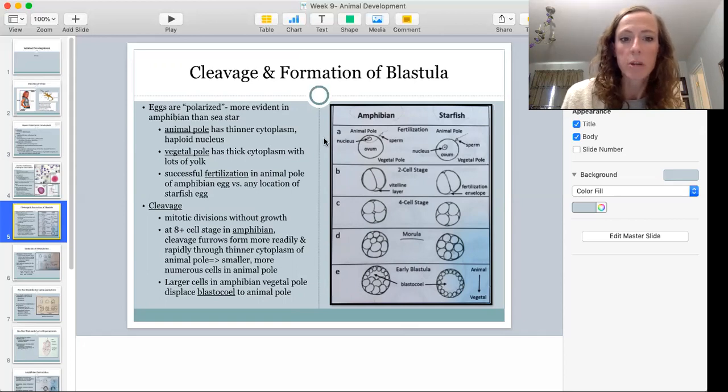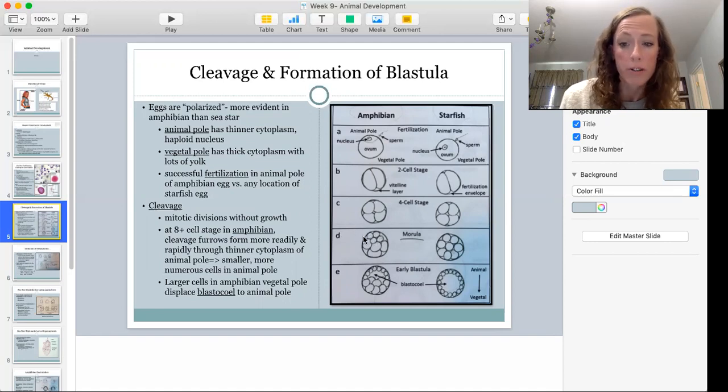Okay, as I mentioned, the animal pole has a thinner cytoplasm, and the vegetal pole has a thicker cytoplasm. And this results in, especially in the amphibian, more cell division in the animal pole than in the vegetal pole. So if you look here, this top is the animal pole. That will be the top here as well, and here. And this cell division can start to become more visible when you get to the morula stage. So you see there's smaller cells here.